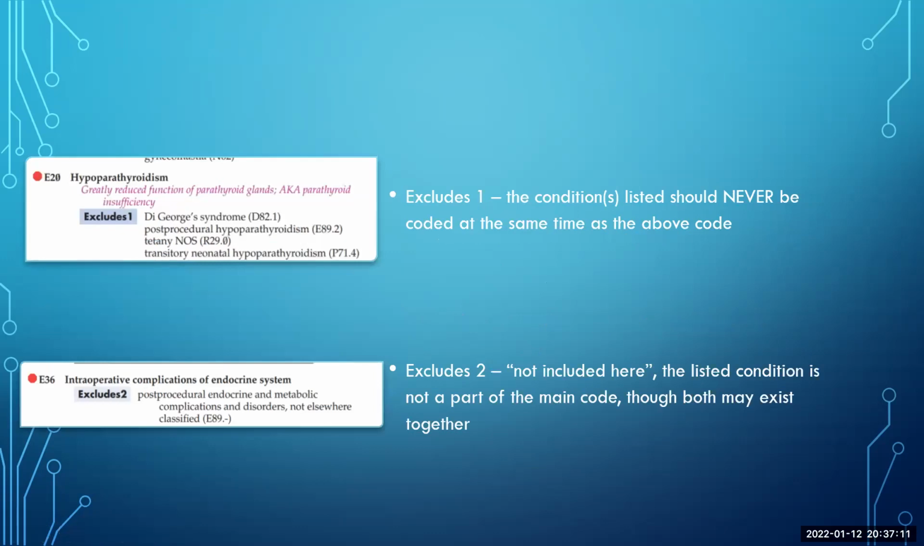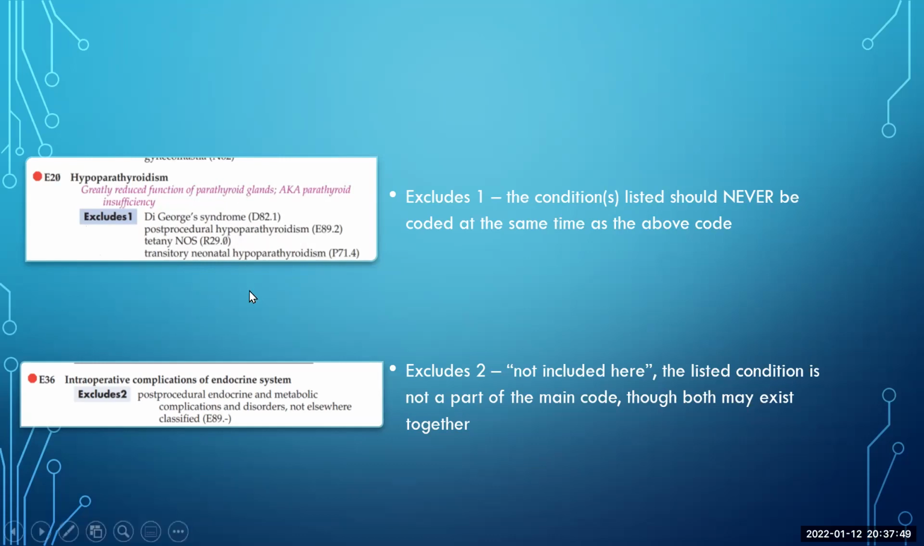Excludes one. So there's two different excludes notes that you can see under a diagnosis or under a code, and they're very different. So excludes one means the condition that's listed there should never be coded at the same time as the above code. So excludes one, these conditions here, DiGeorge syndrome, and all of these should not be coded alongside this primary code or any of the subterms underneath it. It means this category, these are two very different conditions. They should not be coded together.